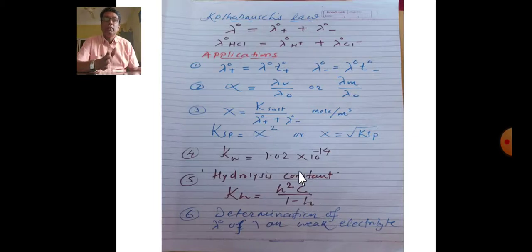By substituting all the values in this equation, you can easily determine or calculate the hydrolysis constant Kh. Next, the determination of lambda 0, ionic conductance at infinite dilution, or equivalent conductance at infinite dilution of a weak electrolyte. By giving some examples, we have already seen how to calculate or determine the equivalent conductance at infinite dilution of a weak electrolyte. So these are the applications of Kohlrausch's law.